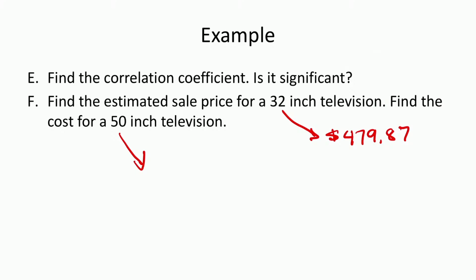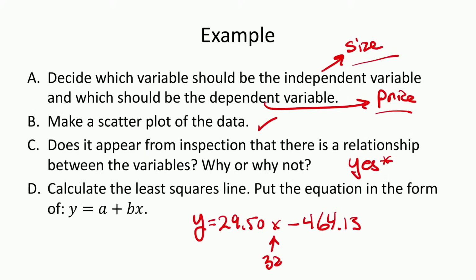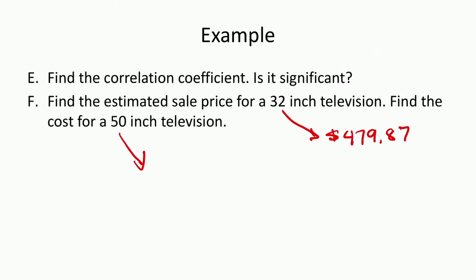Okay, let's do the same thing for the 50-inch television. This is the sort of thing that you'll have to do on your homework this weekend. You'll be given the regression equation. You just have to plug in the number and interpret it. You'll say, oh, this is how much the 50-inch television will cost. I'm going to do the same thing that I just did, but put 50 in there. And I got $1,010.